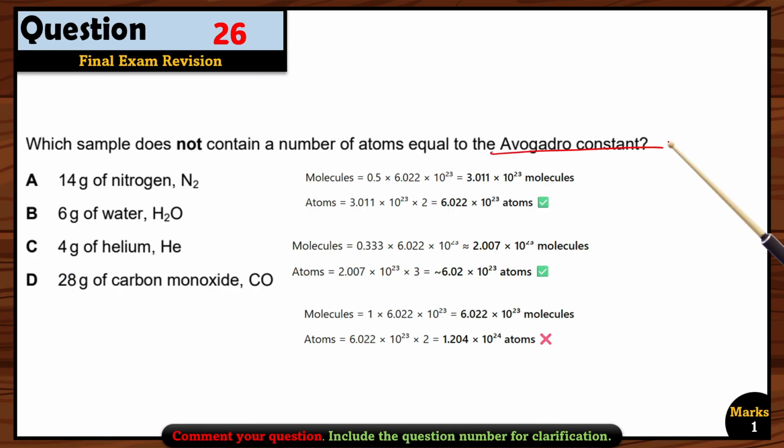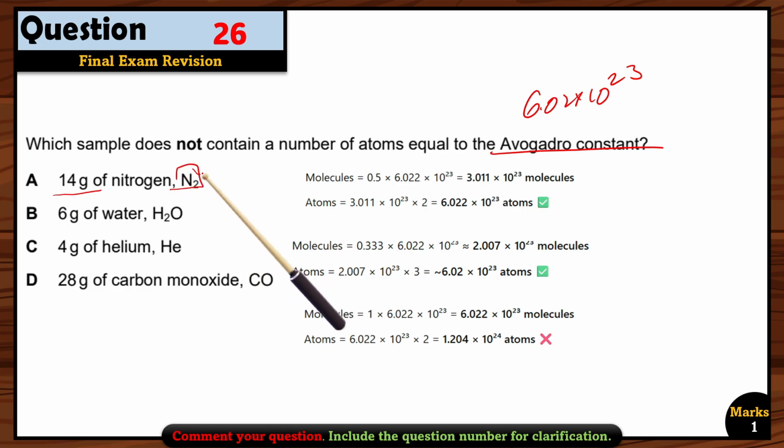First of all, you must know the value of Avogadro's constant. That is 6.02 × 10^23. Now, what is the common mistake students make? They just look at 14 grams of nitrogen and think, okay, nitrogen is 14 grams, so it's 1 mole. Water's mass is 18 grams, so it is not 1 mole.